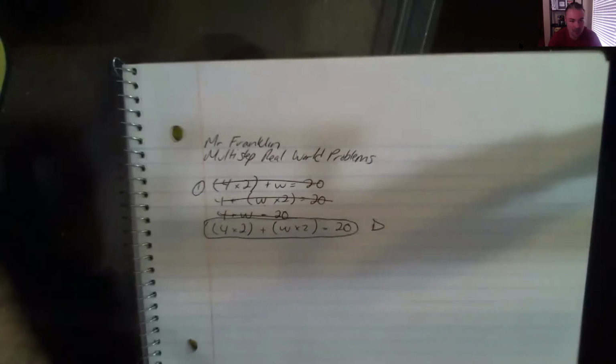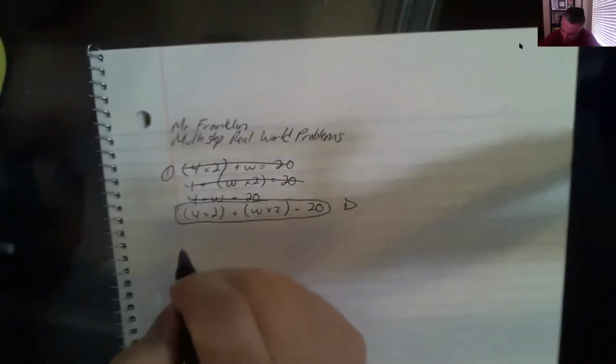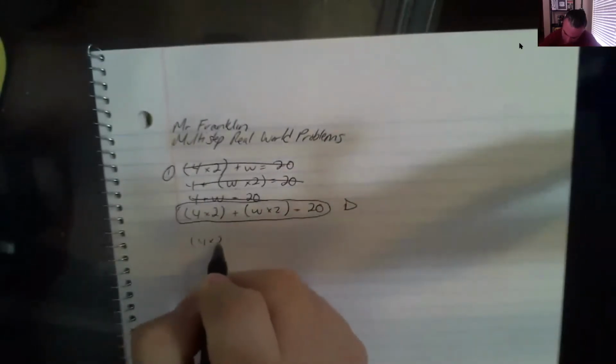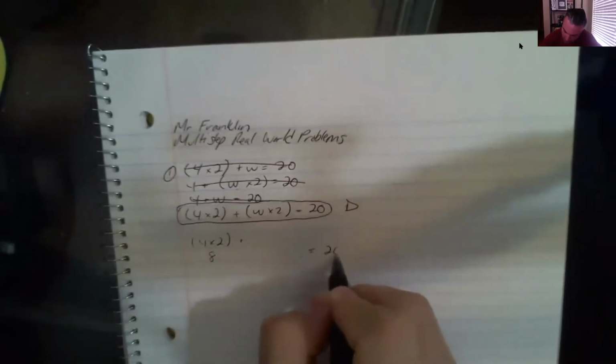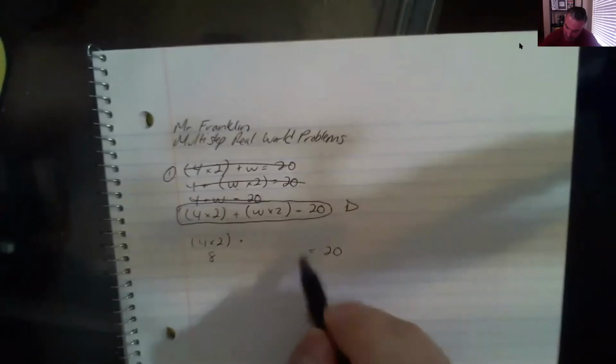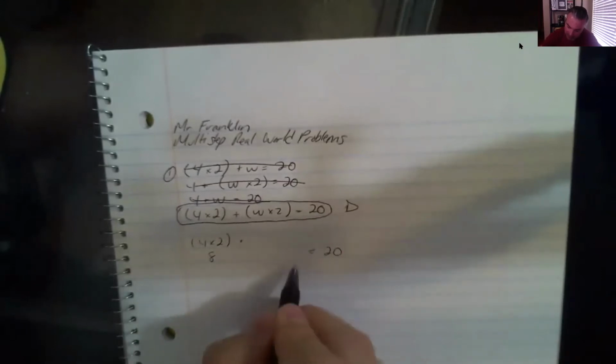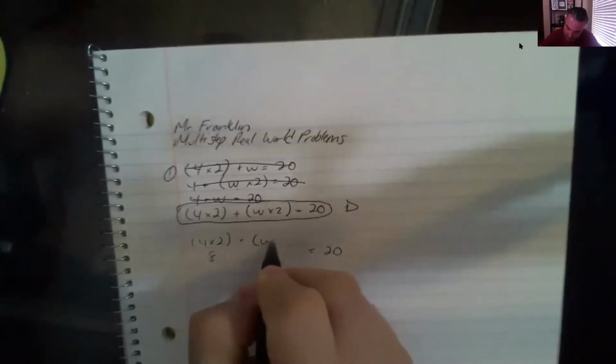Understand that you have to work through this, showing your work, just to prove to yourself that that's the correct answer. So let's figure this out, right? So we have 4 times 2 plus W times 2. So 4 times 2 we know is 8. And if our answer is 20, we have to figure out what this needs to be for it to be correct.